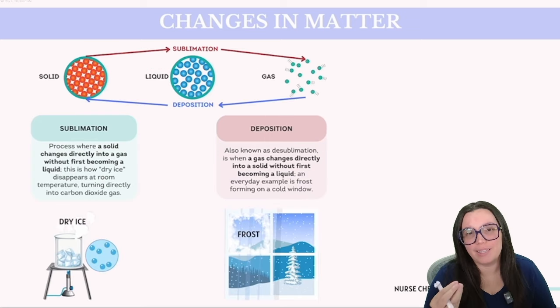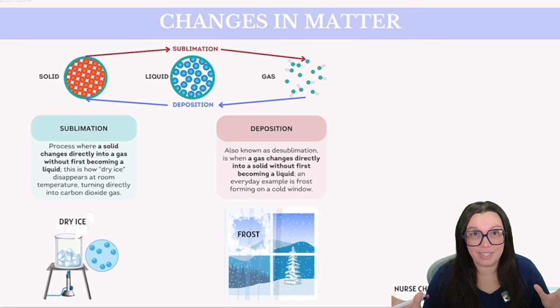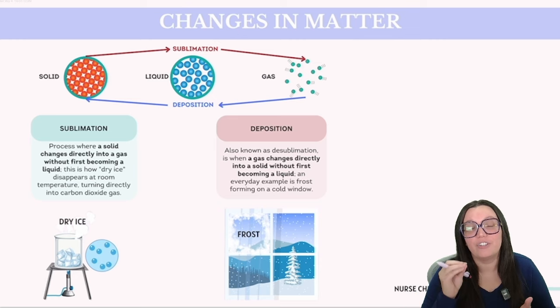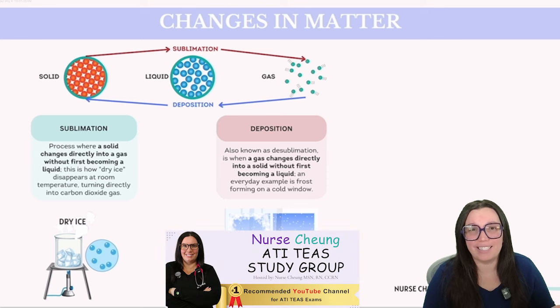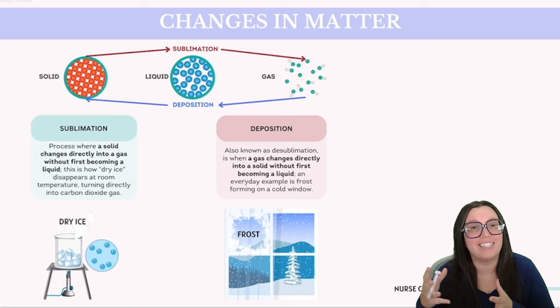So when we're talking about sublimation, we're talking about the direct transition from a solid into a gas, bypassing the liquid state altogether. This occurs under specific conditions when it comes to temperature and pressure. A common example of seeing this is dry ice, which is solid carbon dioxide, ultimately sublimating. At room temperature, dry ice turns directly into carbon dioxide gas, rather than first melting into a liquid.